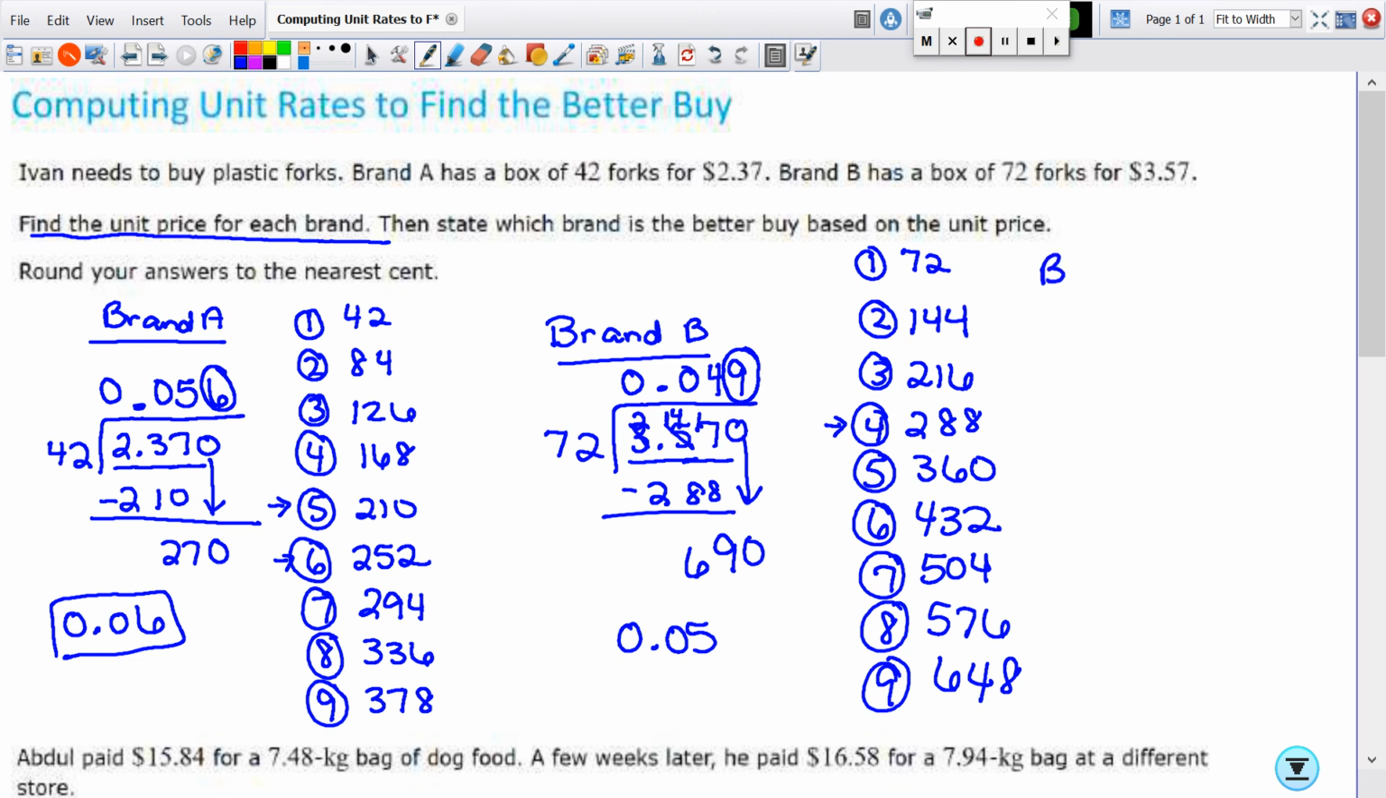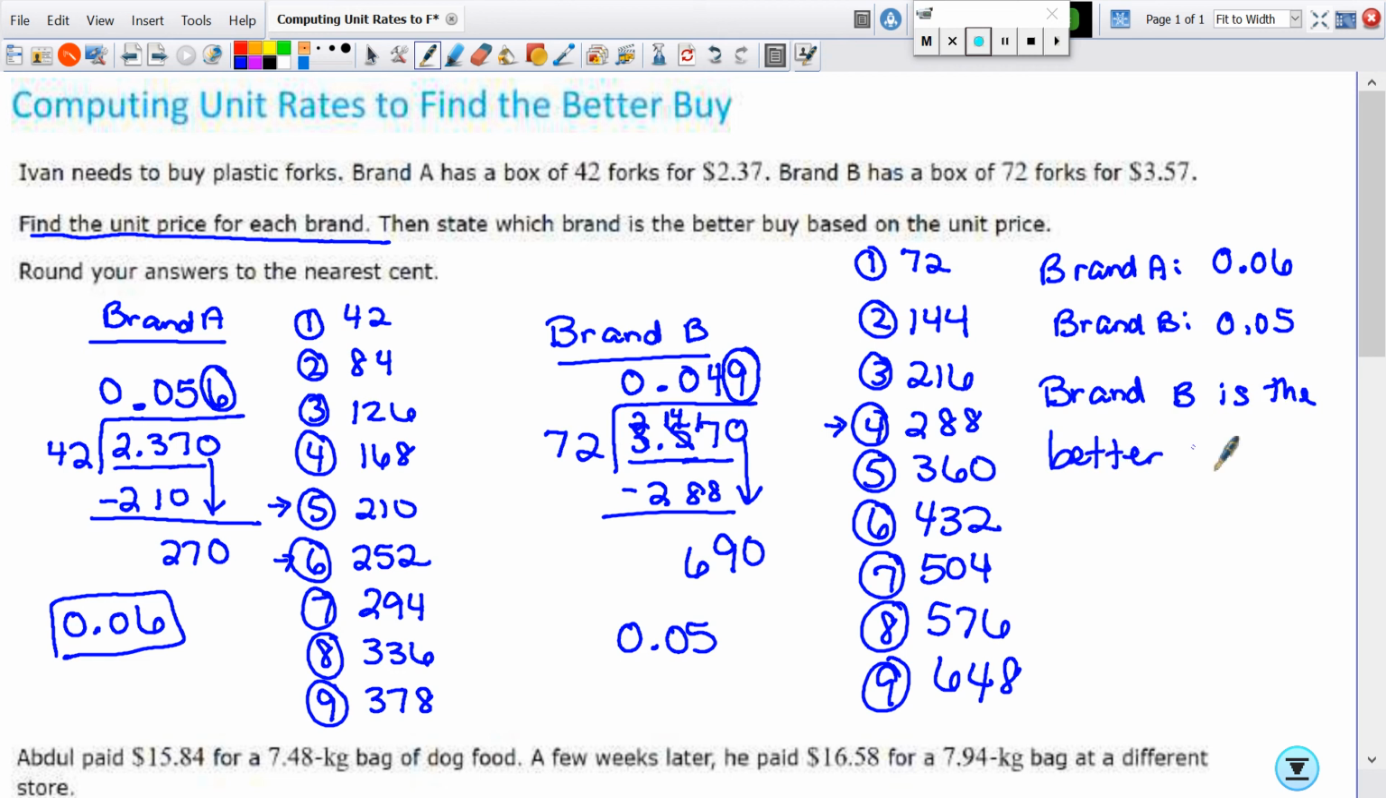Okay, so brand A is 6 cents per fork. Brand B is 5 cents per fork. So to get the better buy, you always want the cheapest. So brand B is the better buy.